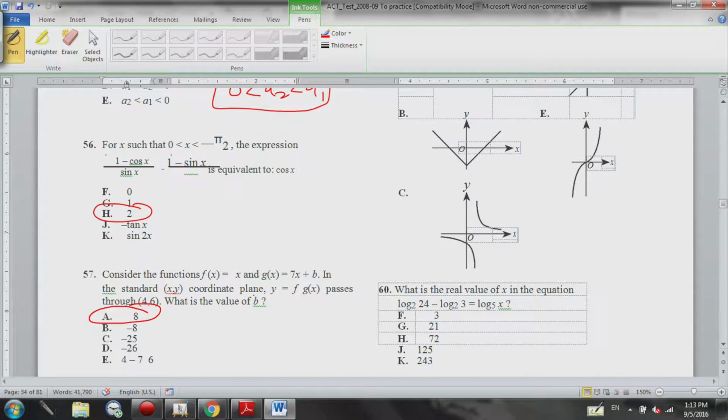So this question asks you several things. First of all, do you understand what a composite function is, a function inside of a function? So y was a composite function of g of x and f. That means you take g of x and put it in place of x in the f of x function. That'll give you y, which is a new function. And then it asks, do you understand what it means for a function to pass through a point? That means this point will satisfy this equation. And then you solve for b. Okay, that's 58.